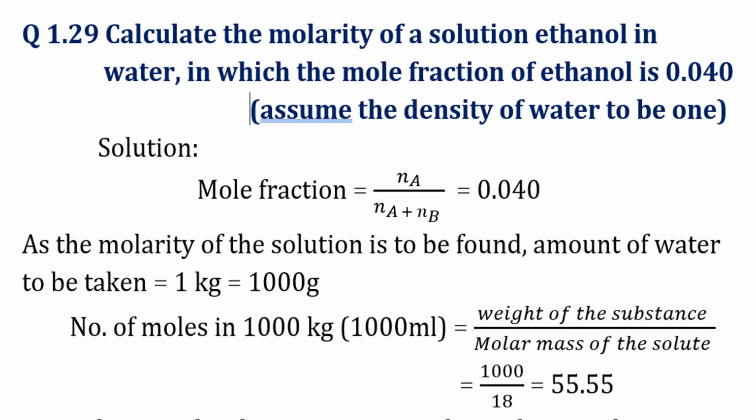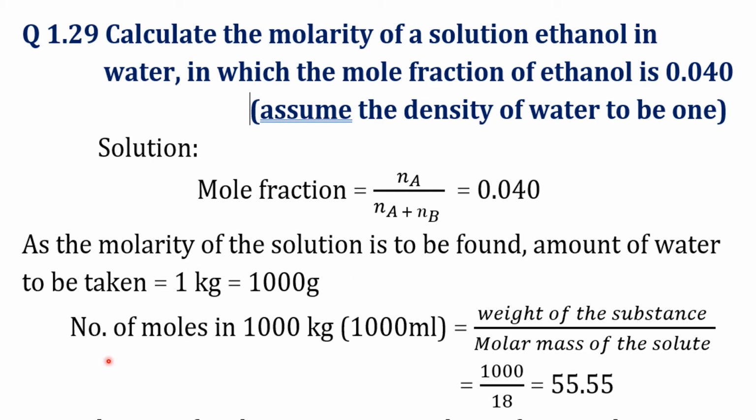Now let us solve a numerical based on mole fraction. Question number 1.29. Calculate the molarity of the solution of ethanol in water, in which the mole fraction of ethanol is 0.04. Now mole fraction, as we know, Na by Na plus Nb equals 0.04. As the molarity of the solution is to be found, the amount of water to be taken is 1 kilogram, equal to 1000 ml.